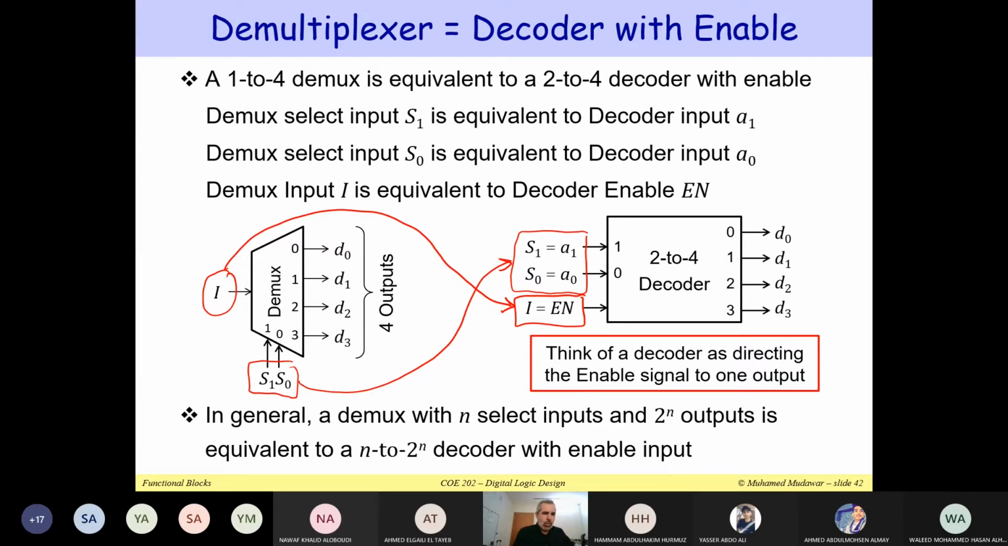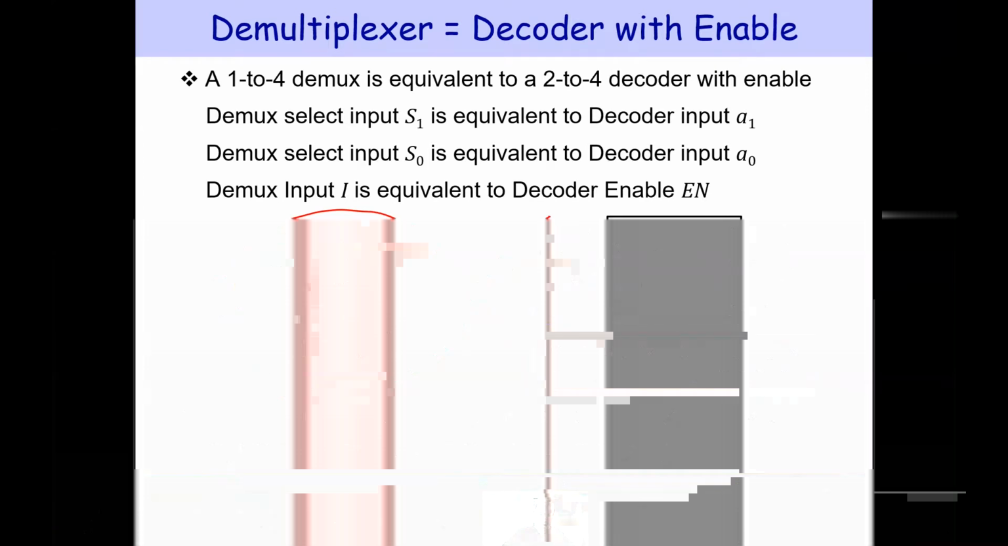So if I is equal to 1, then this decoder will be enabled. And therefore, one of the outputs will be equal to 1 according to S1, S0. And that's exactly what you will get from the output of the demultiplexer. Only one of the outputs will be equal to 1, and all the other ones will be zeros. So basically, we're getting exactly the same thing. Now that's if I equals 1.